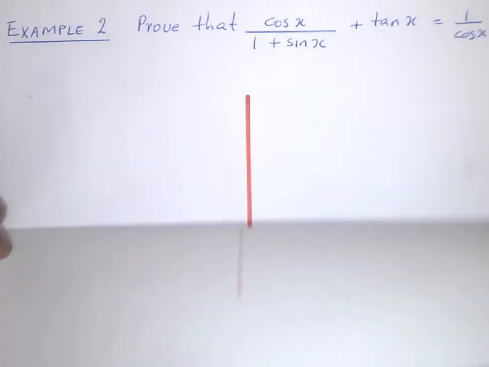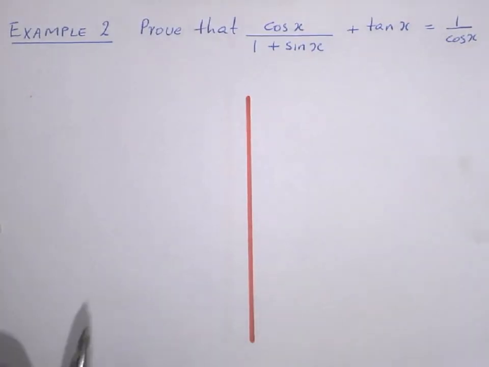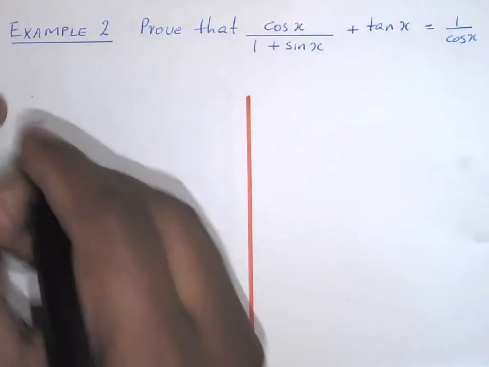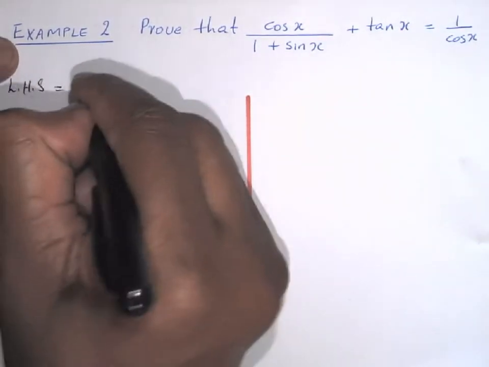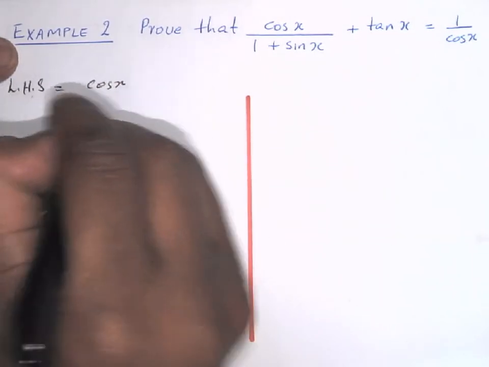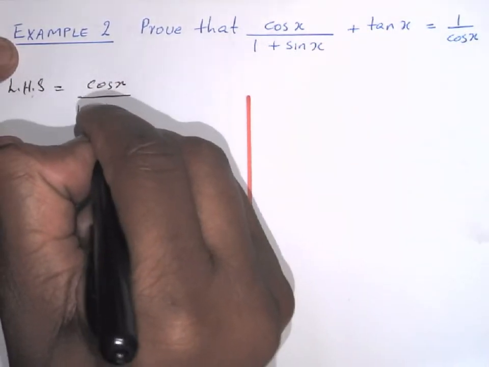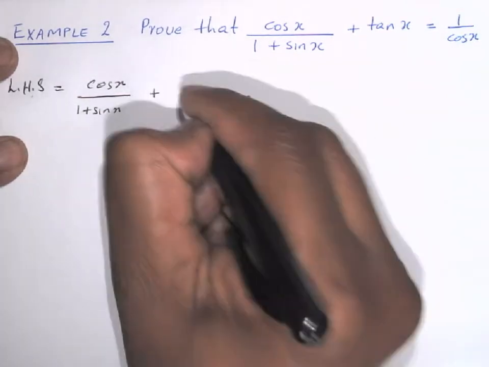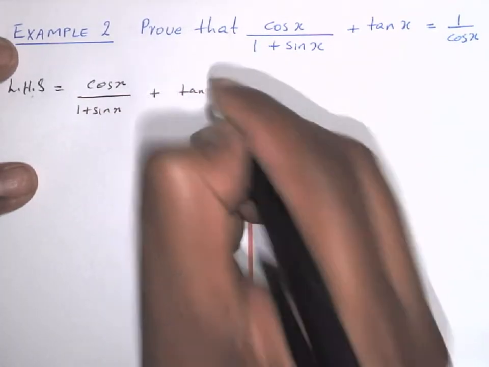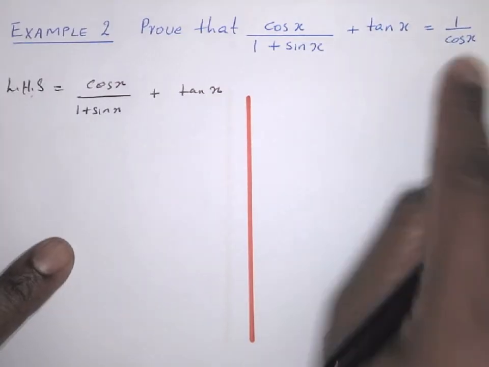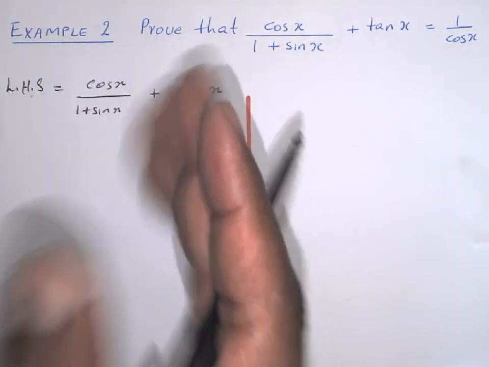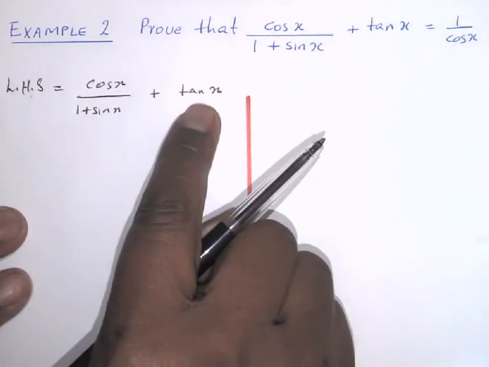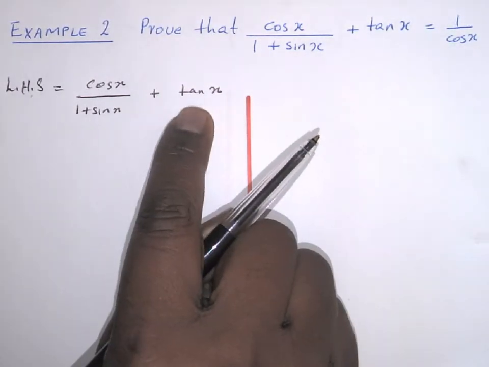Let's look at another example. We've got this one. Again, we'll take the left-hand side. So the left-hand side, which is cos x over 1 plus sin x plus tan x, I want the answer to be this. Two terms to become one term. It means that I've got to simplify these fractions until I've got one thing. But we know what tan x is. Tan x, we said, is sin x over cos x.